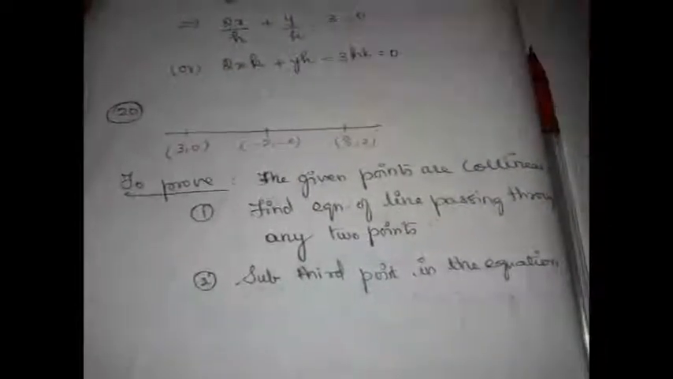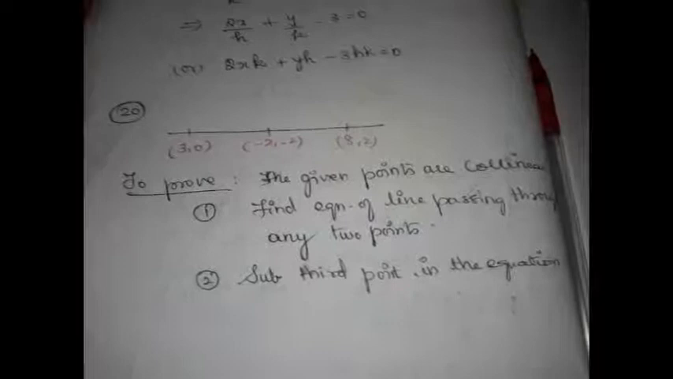Satisfy means both the sides you should get the same answer. If it satisfies, all the 3 points lie on the same line. If it does not satisfy, the 3 points do not lie on the same line and hence the 3 points are not collinear. So this is another way of telling the 3 points are collinear. How will you prove the 3 points are collinear using the equation of a line? Find the equation of a line using any 2 points using 2-point formula and then substitute the third point in the equation to check whether it lies on the line or not, right?